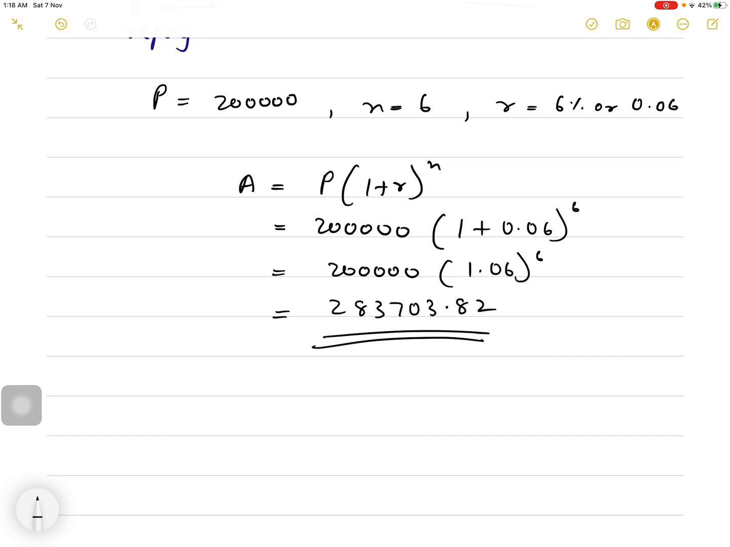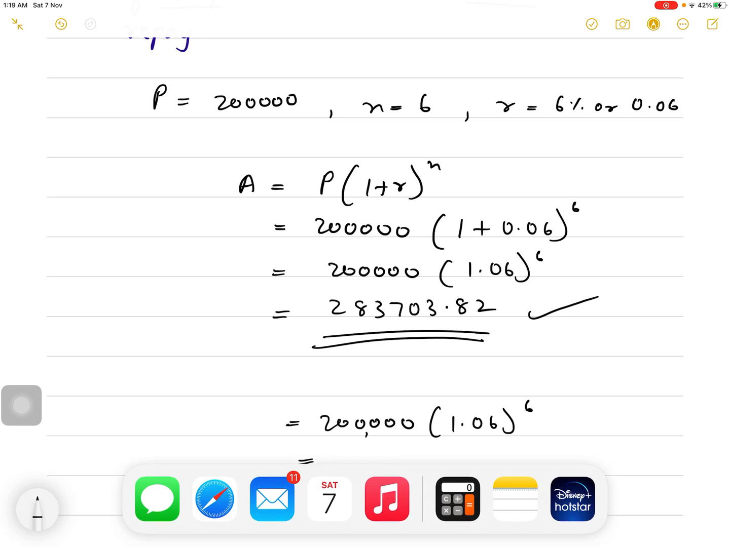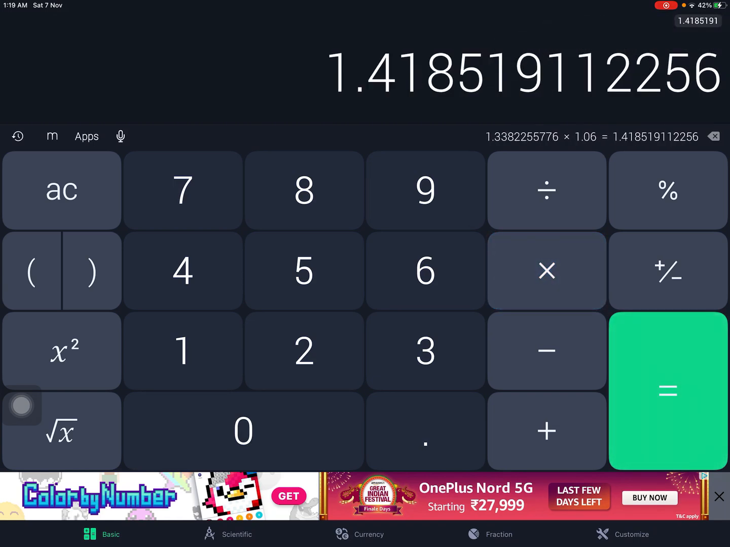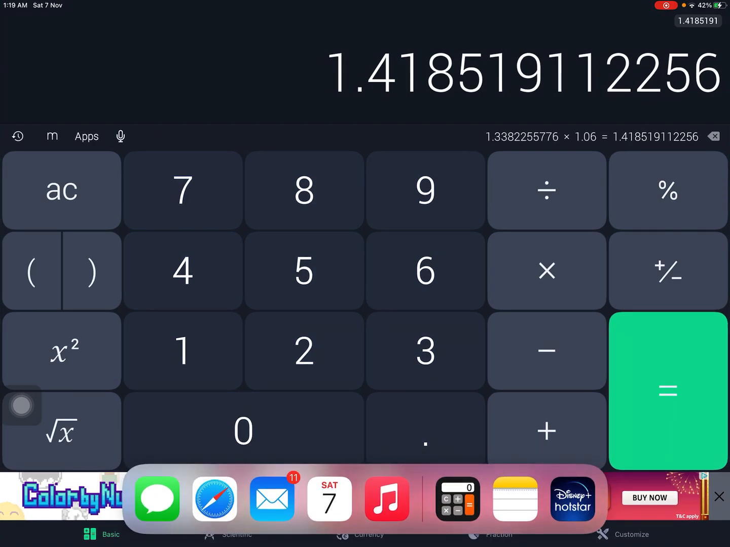Or what you can do is, this answer is also right, 2 lakh multiplied by 1.06 raised to 6. So let's take only 4 decimals. Let's see the answer. 1.06 raised to 6, so into 2, 3, 4, 5, 6. So now see the number 1.4185, right? I'll take only the 4 digits after the decimal point, which is 1.4185. Always take 4 decimals or take everything.